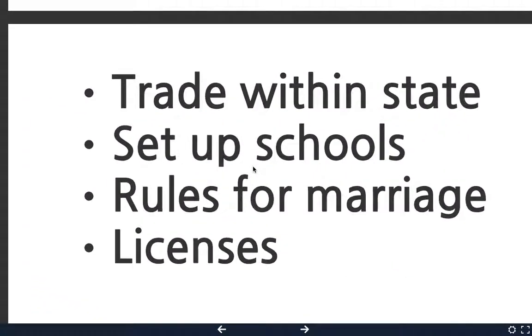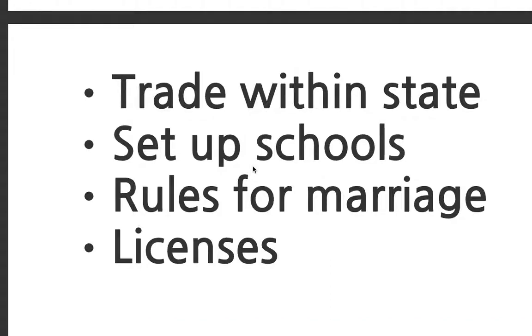Examples include trading within a state, that states get to decide what can go from one side of the state to the other side of the state. And so with that, states get to control roads. If you live in New York, New York roads are going to be very different than how they are in North Carolina. Schools are set up, so what we learn in each state. Because I live in North Carolina, my students are supposed to learn about the North Carolina Constitution. However, if you lived in another state, I'm sure they wouldn't learn about the North Carolina Constitution.